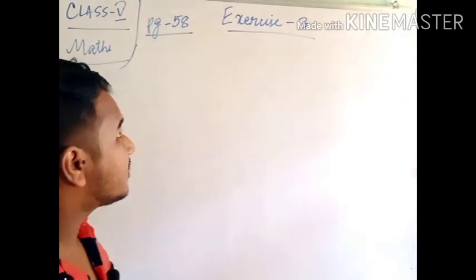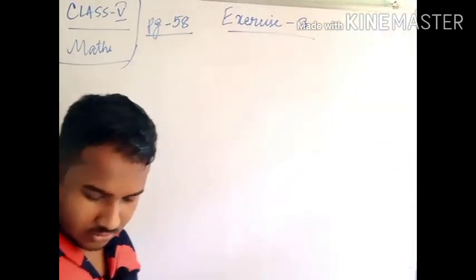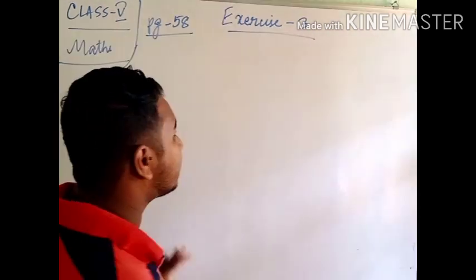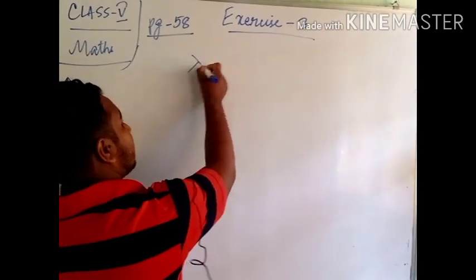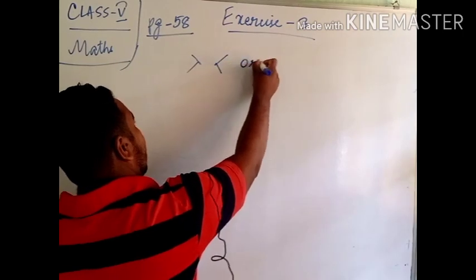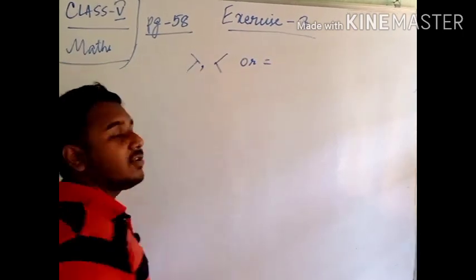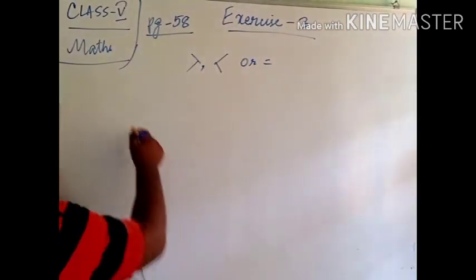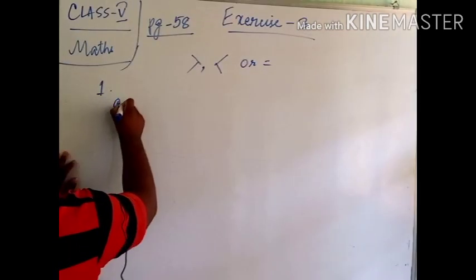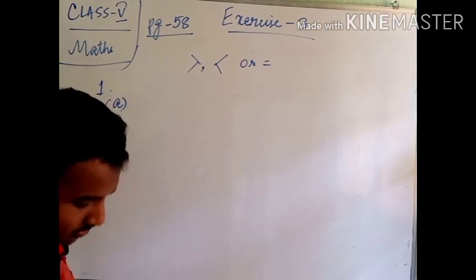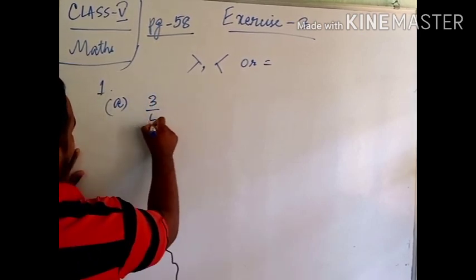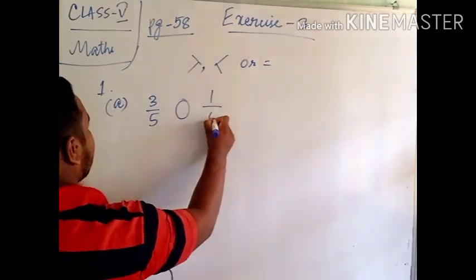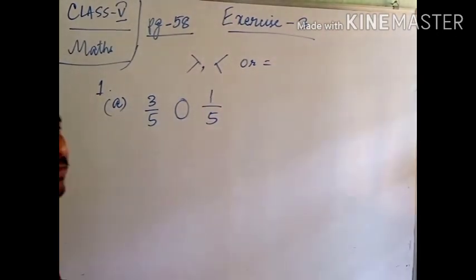Okay, so exercise 3. So look here, the first question says compare, that is, tell whether greater than, less than or equal to. In fractions, how will we tell this? Let me solve a question for you first. It's the 1 number question. It is telling 3 by 5 and 1 by 5. 3 upon 5 or 1 upon 5.